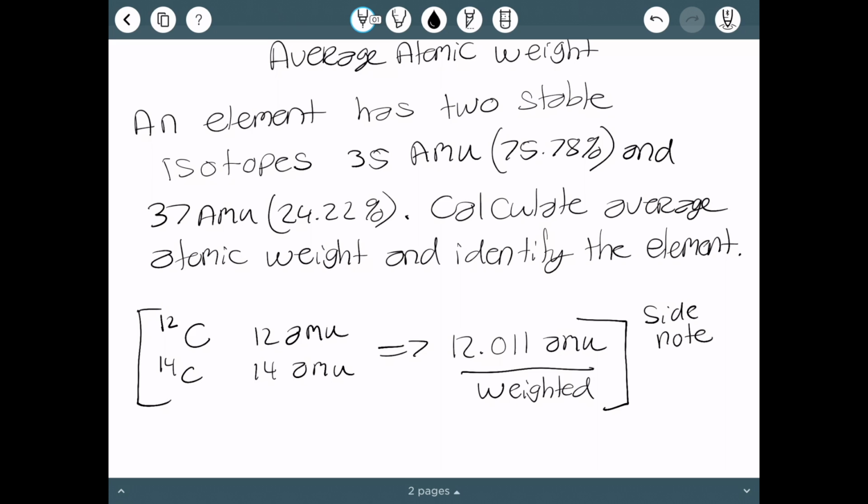Let's look at the problem at hand. It says an element has two stable isotopes, 35 AMU, 75.78%, and 37 AMU, 24.22%. Calculate the average atomic weight and identify the element.